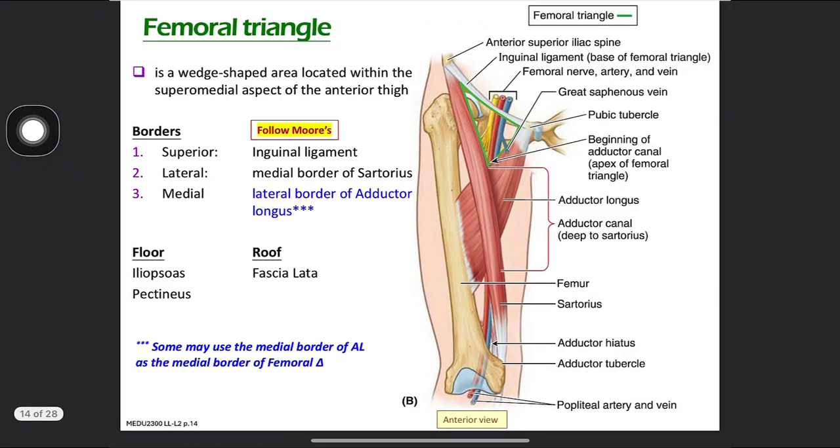Now, the femoral triangle. So, a very clinically important transition region. Now, it is a wedge-shaped space in the superior, medial, anterior thigh.